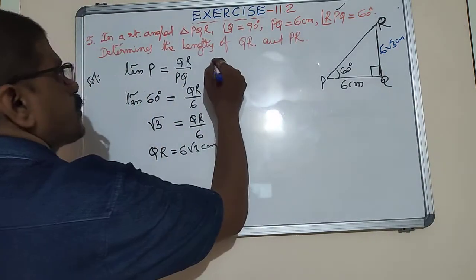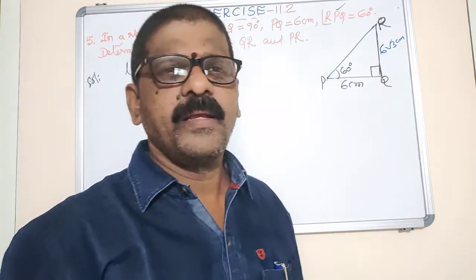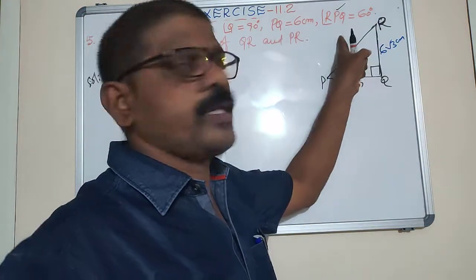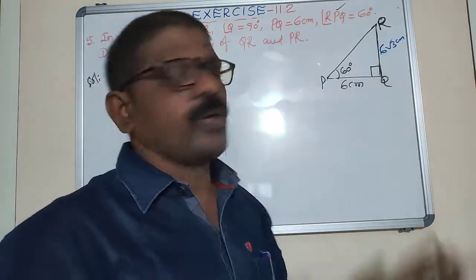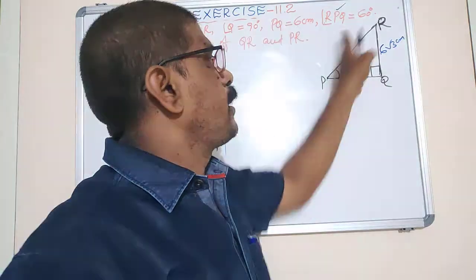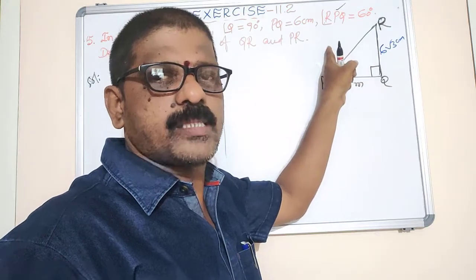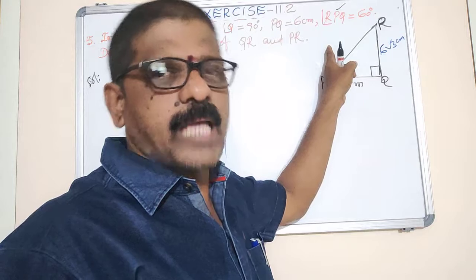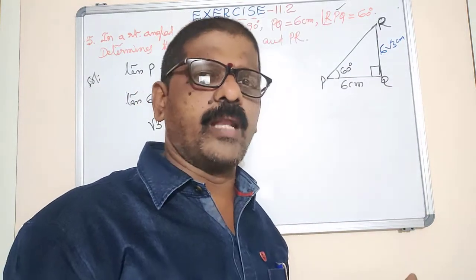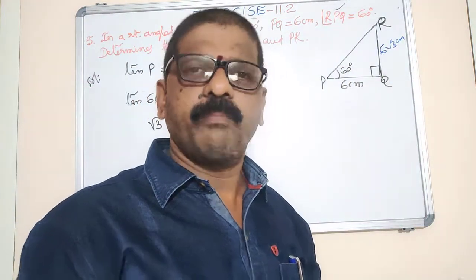Now, another part, PR. PR is the hypotenuse. Clear? We can take trigonometric ratios or the Pythagorean theorem. So, PR square is equal to PQ square plus QR square. Or, we want PR, that means the opposite side to angle P by hypotenuse, it will be sine. Clear? We can take sine, cos or tan, any one, or use the Pythagorean theorem.